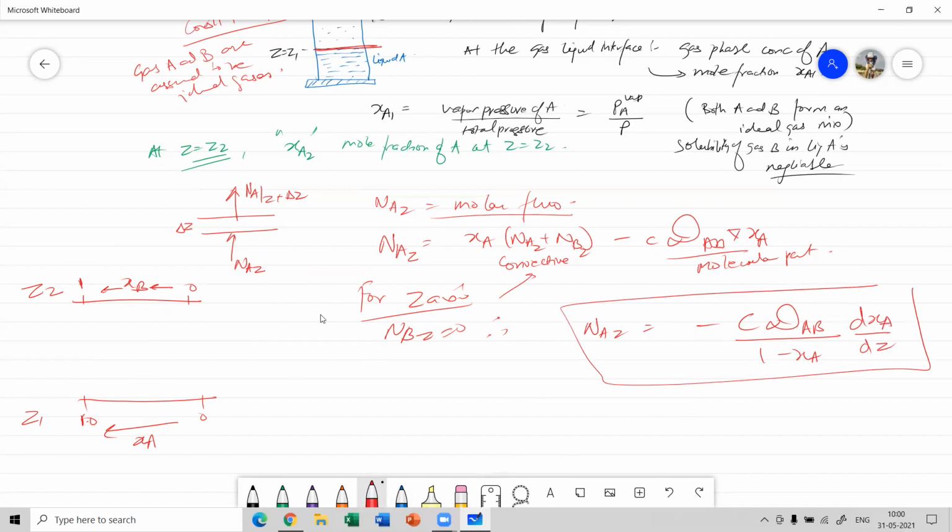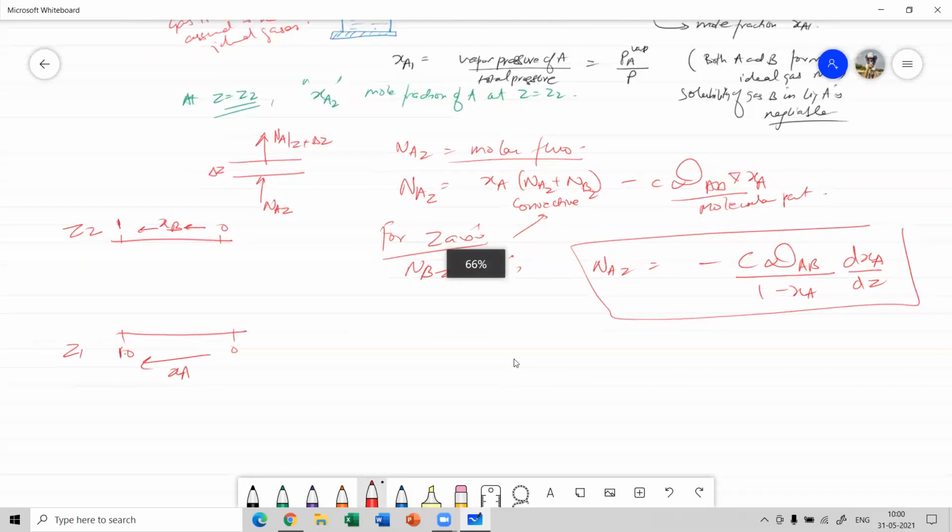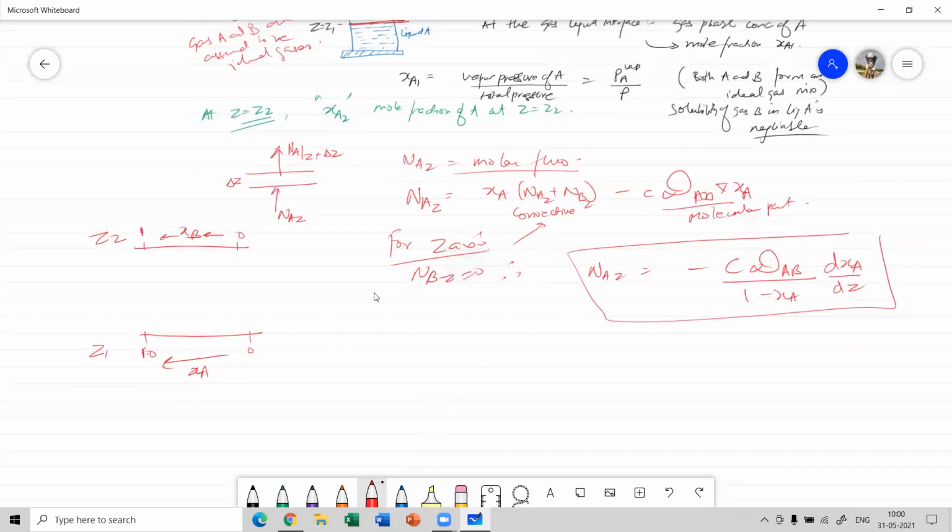Now we apply the balance on this shell. Under steady state, input minus output plus generation is equal to accumulation.